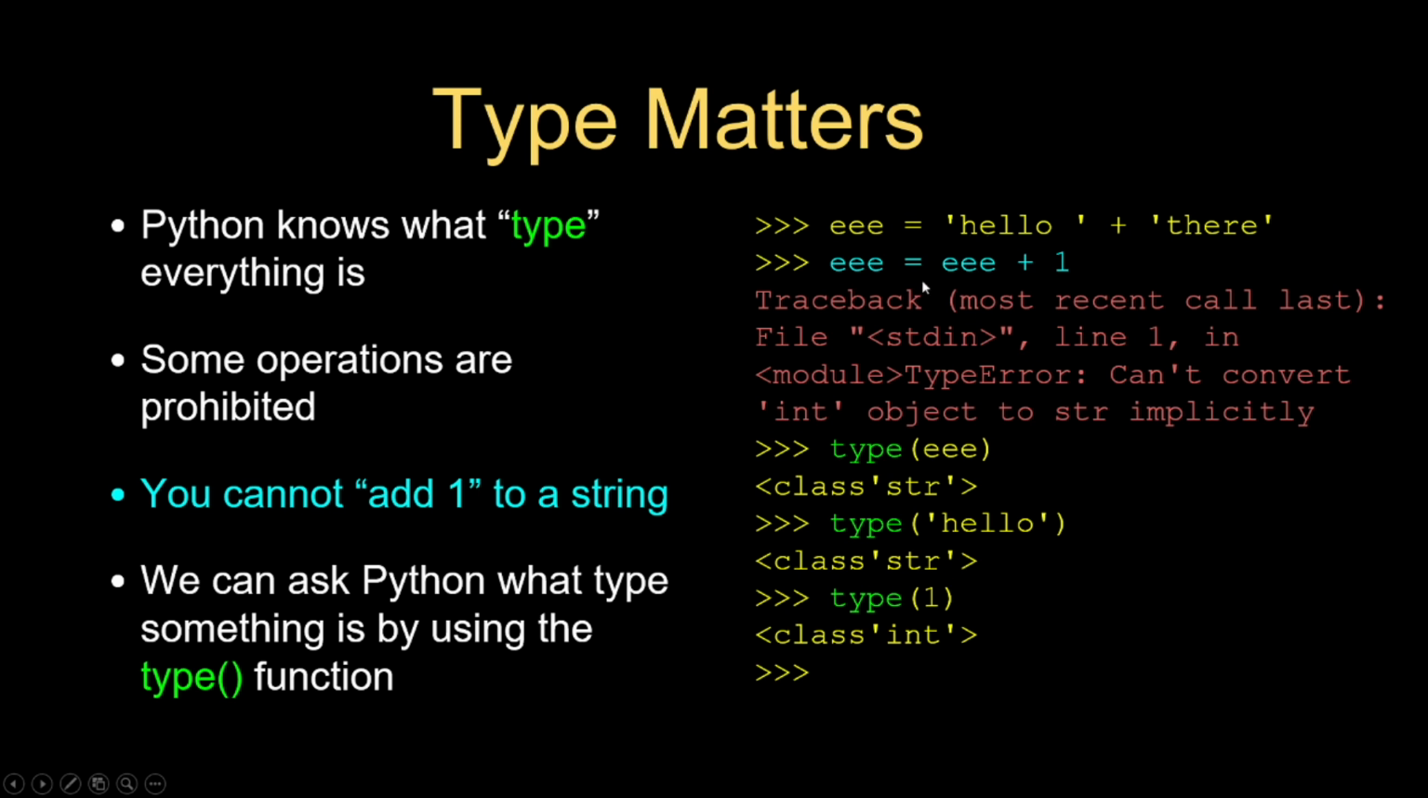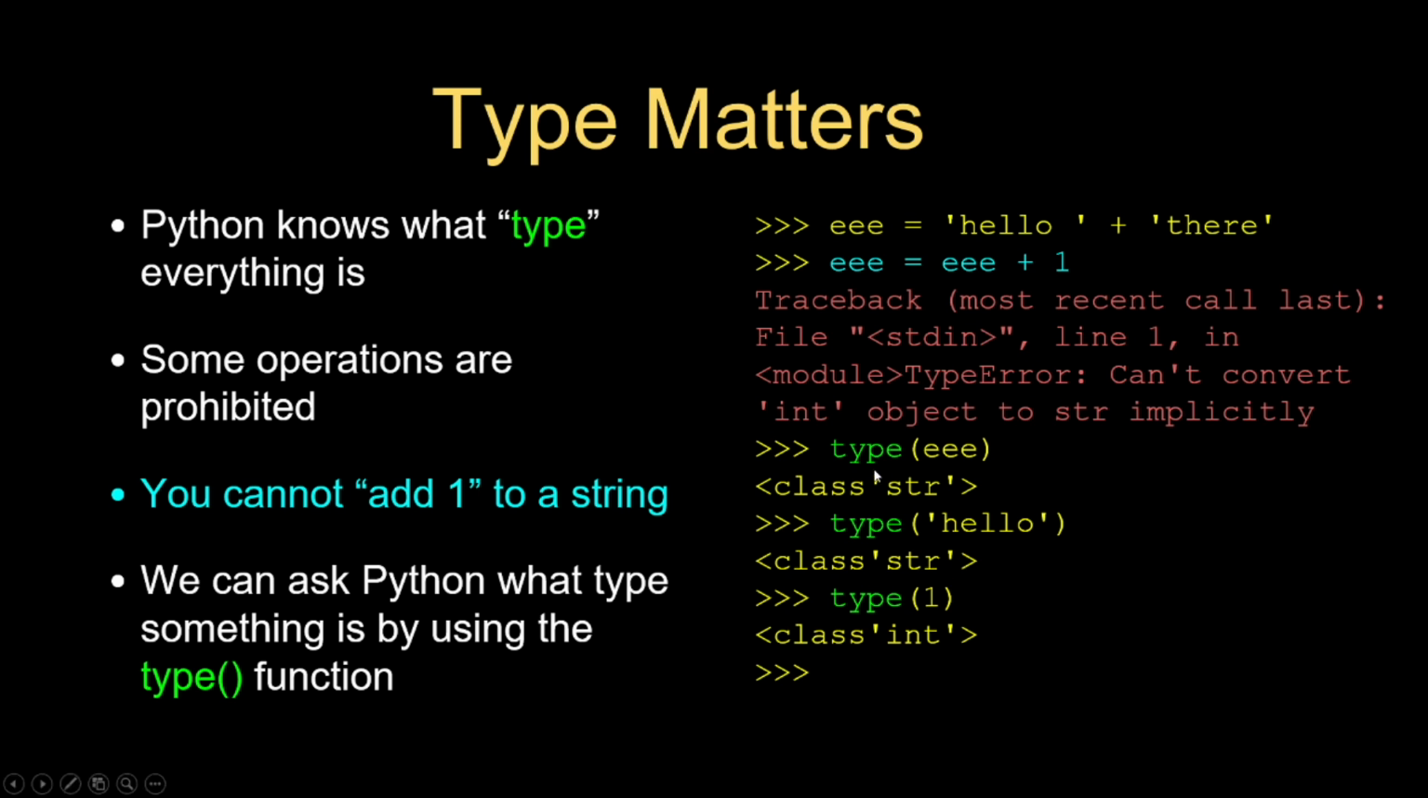But if we're going to write EE is equal to EE plus 1, this one here is treated as an integer. An integer, by the way, is a type of number which is whole. Whole number na siya, meaning wala siya decimal part. So the number 1 is considered as an integer. Now you could not add the integer 1 to a string type nga hello there. This would cause an error similar to this.